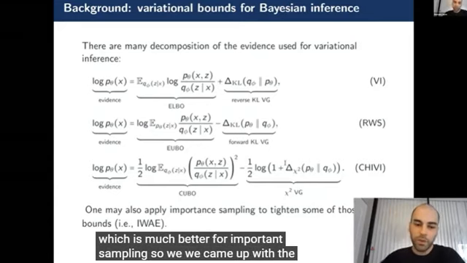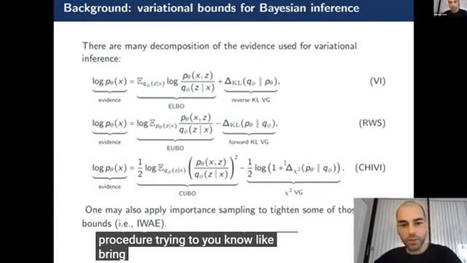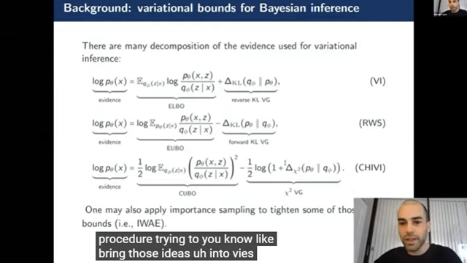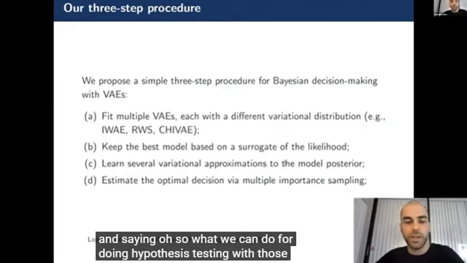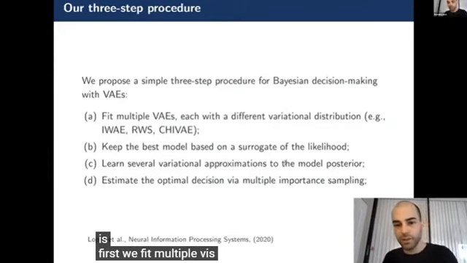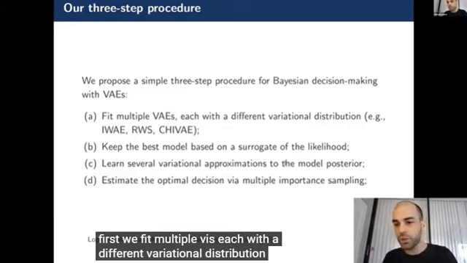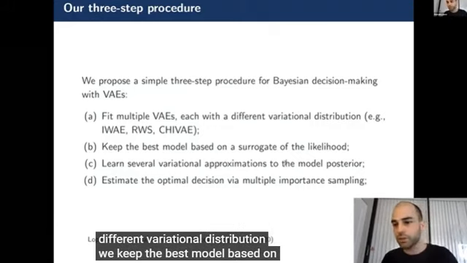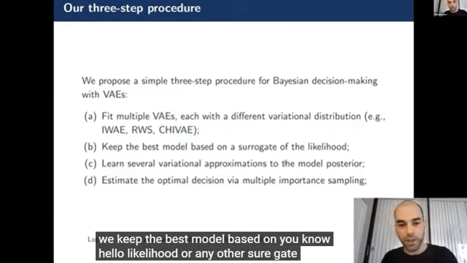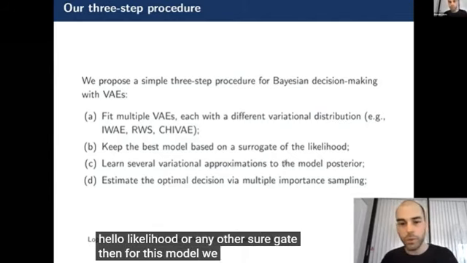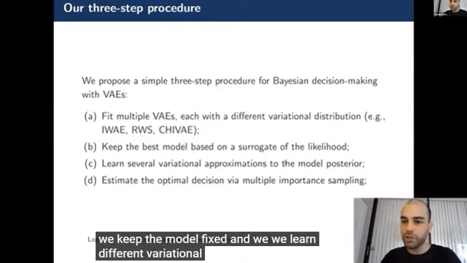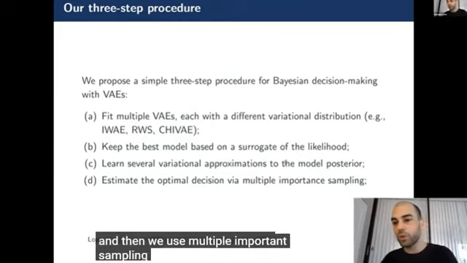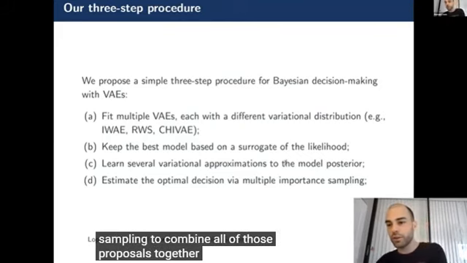So we came up with a procedure trying to bring those ideas into VAEs. What we can do for hypothesis testing with those VAEs is first we fit multiple VAEs, each with a different variational distribution. We keep the best model based on held-out likelihood or any other surrogate. Then for this model, we refit again. We keep the model fixed and we learn different variational distributions. And then we use multiple importance sampling to combine all of those proposals together.